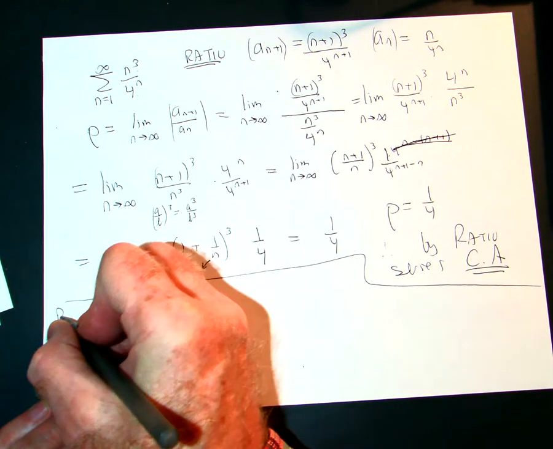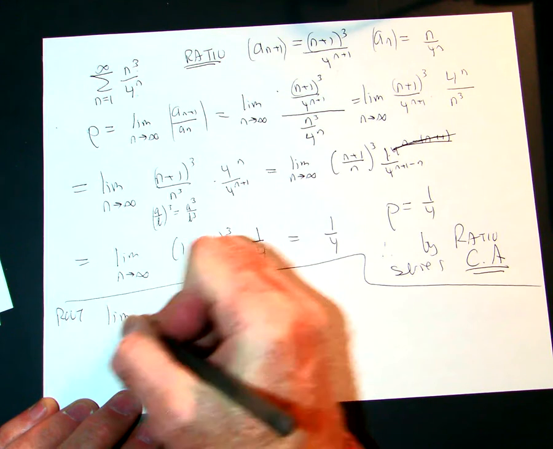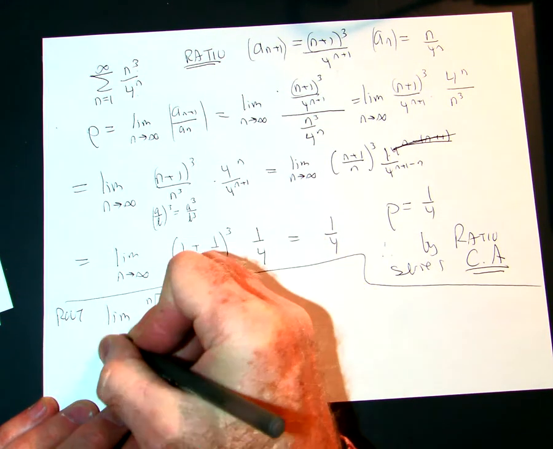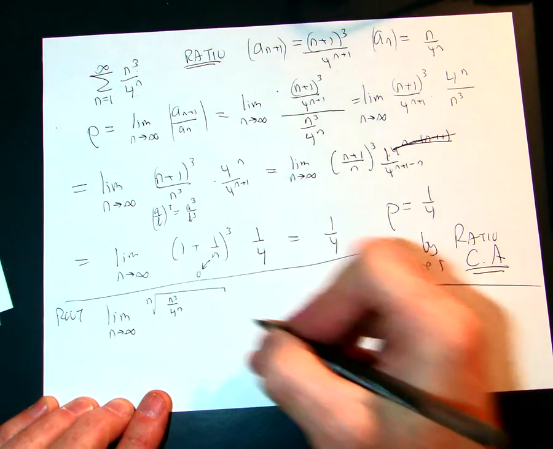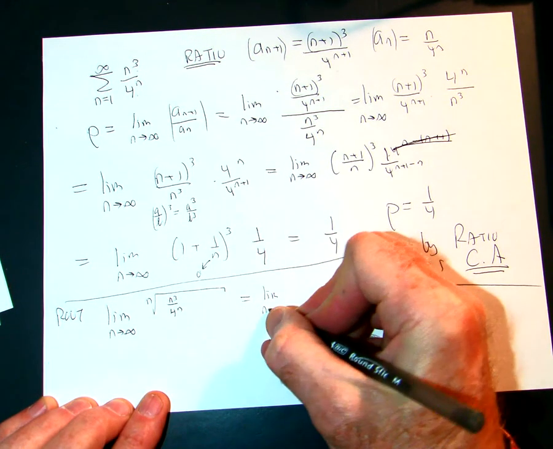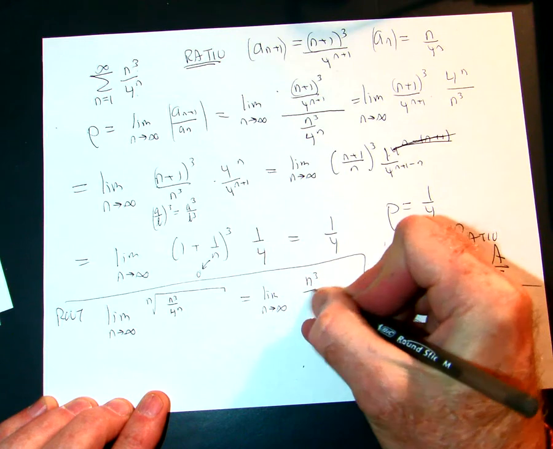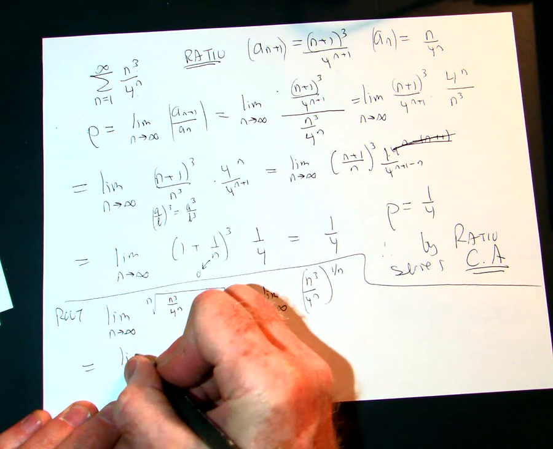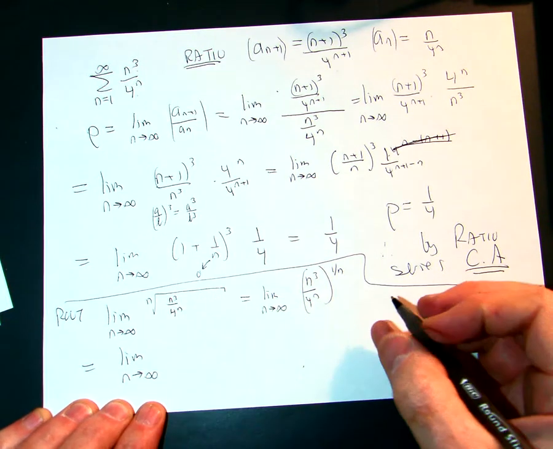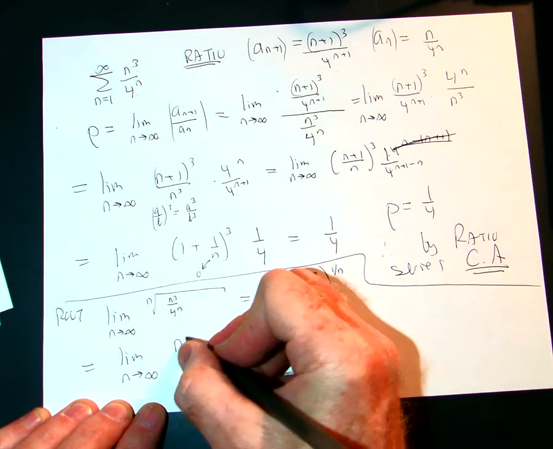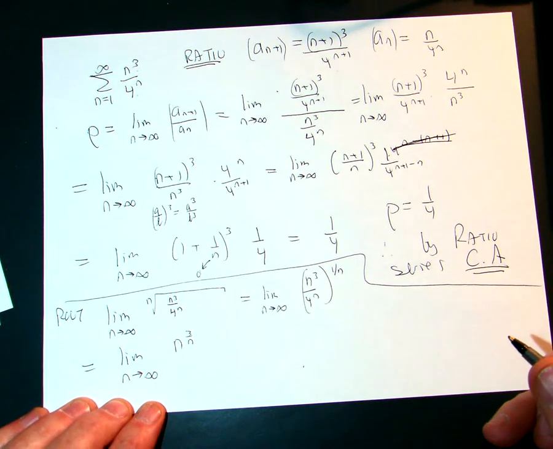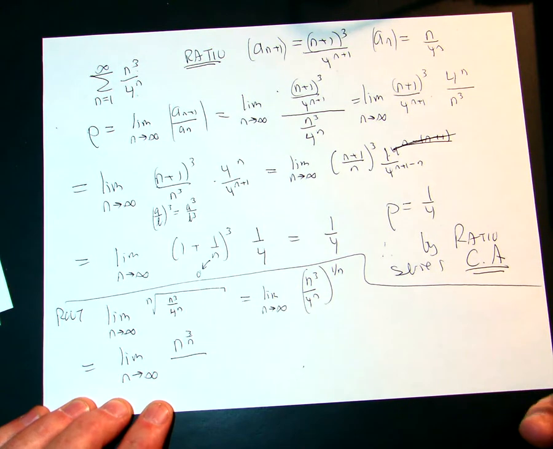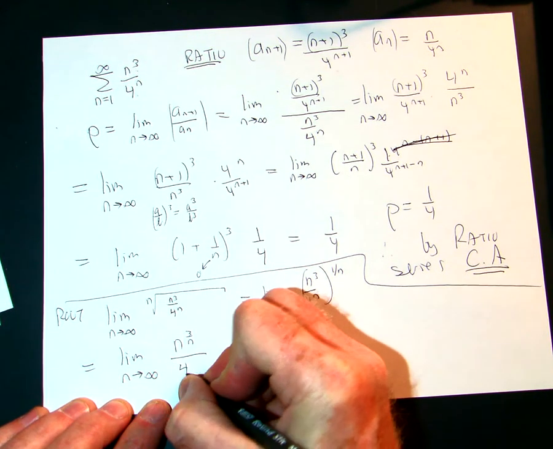Let's do it with a root. That's my root limit. That's going to be the limit as n goes to infinity of (n cubed over 4 to the n) to the 1 over n. That's equal to the limit as n goes to infinity of n to the 3 over n over 4 to the n over n. Okay, I think I overcomplicated that. We'll fix that though.